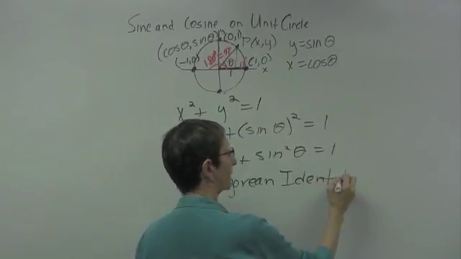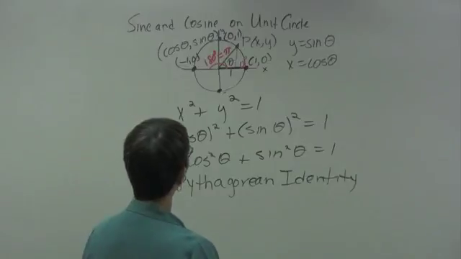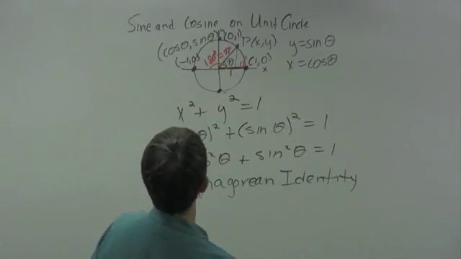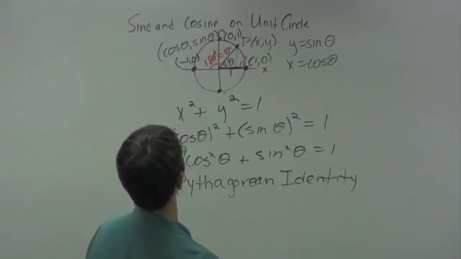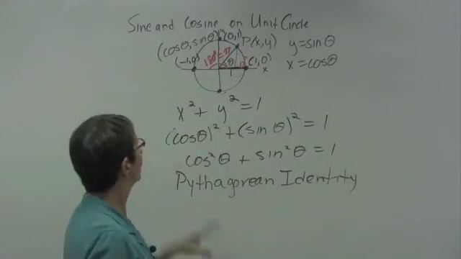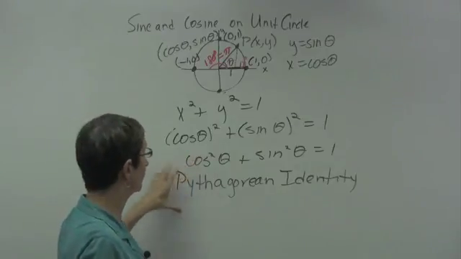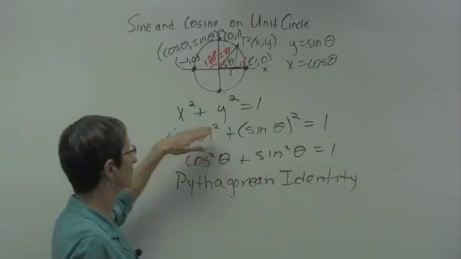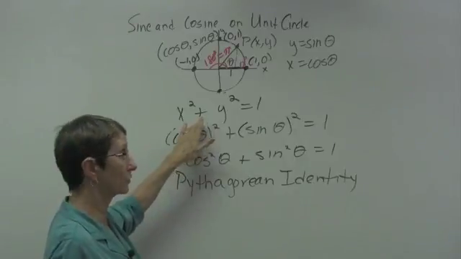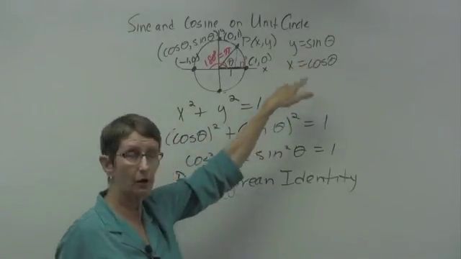And if you look back at your circle, well, look, that circle's getting kind of messy. This is something you're going to need to memorize. Cosine squared theta plus sine squared theta equals 1, the Pythagorean identity, but it just comes directly from the equation of the unit circle, and what x and y are equal to.